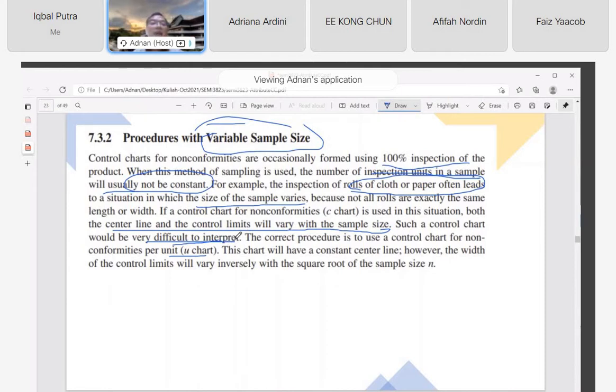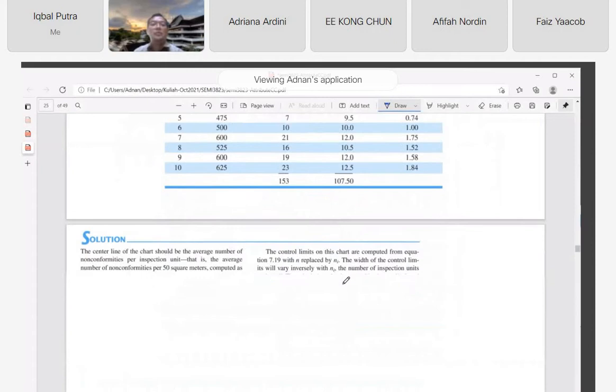So that's why we are assuming that the number of inspected units in the sample, usually for the C chart, we assume the inspected unit n equal to 1. One roll, one box, one package, 1 dozen. That was C chart. So when the sample size varies, U chart is more suitable. So we have discussed that.